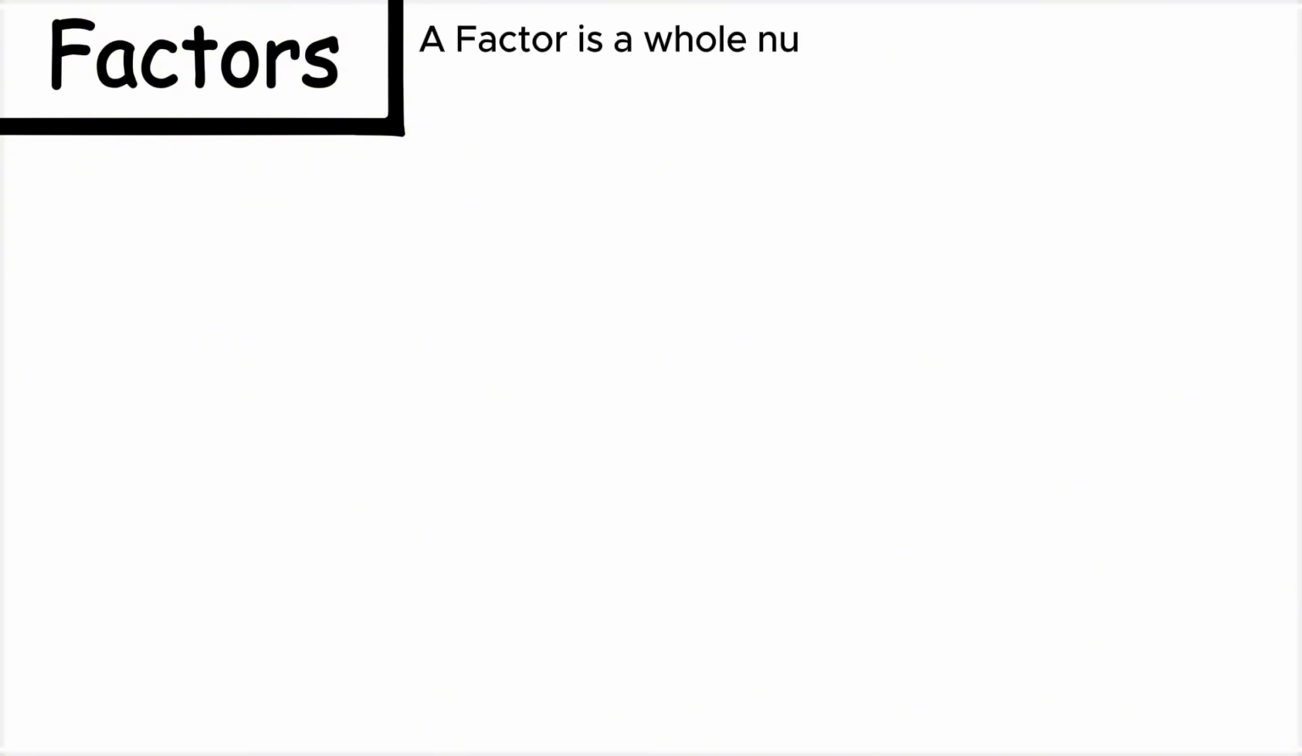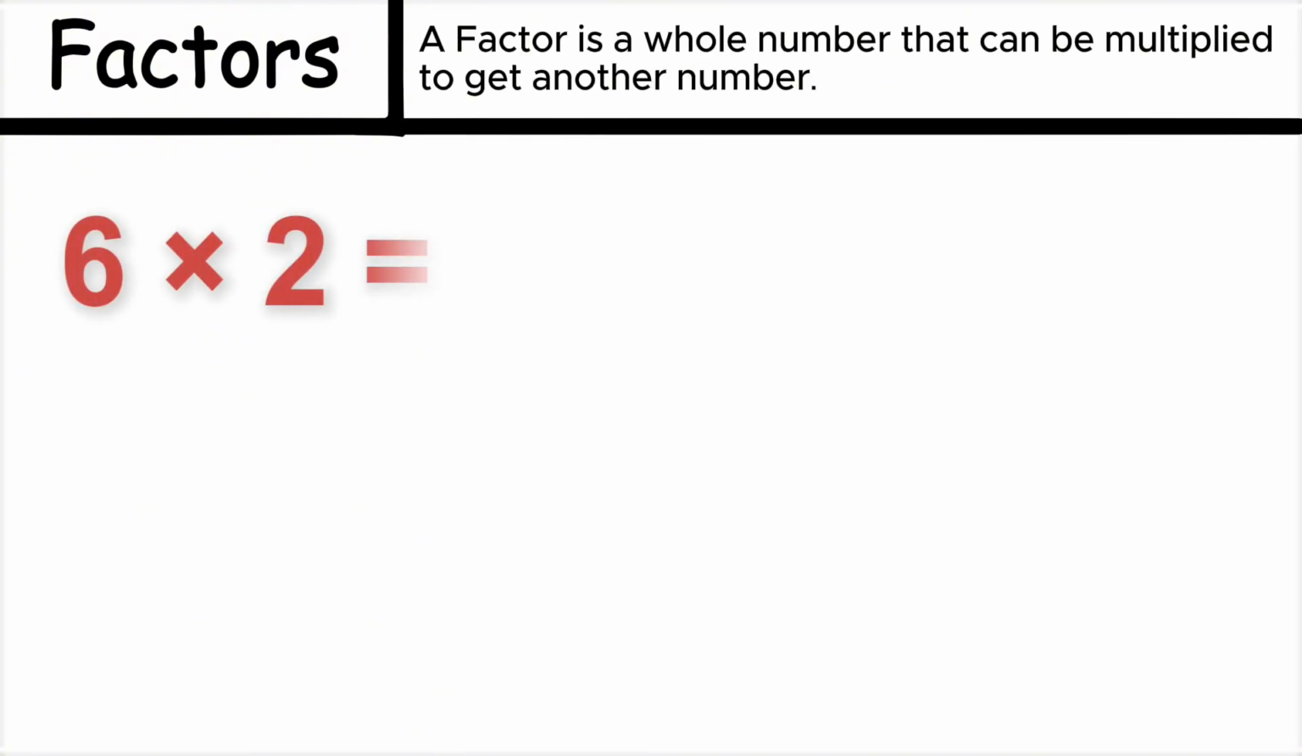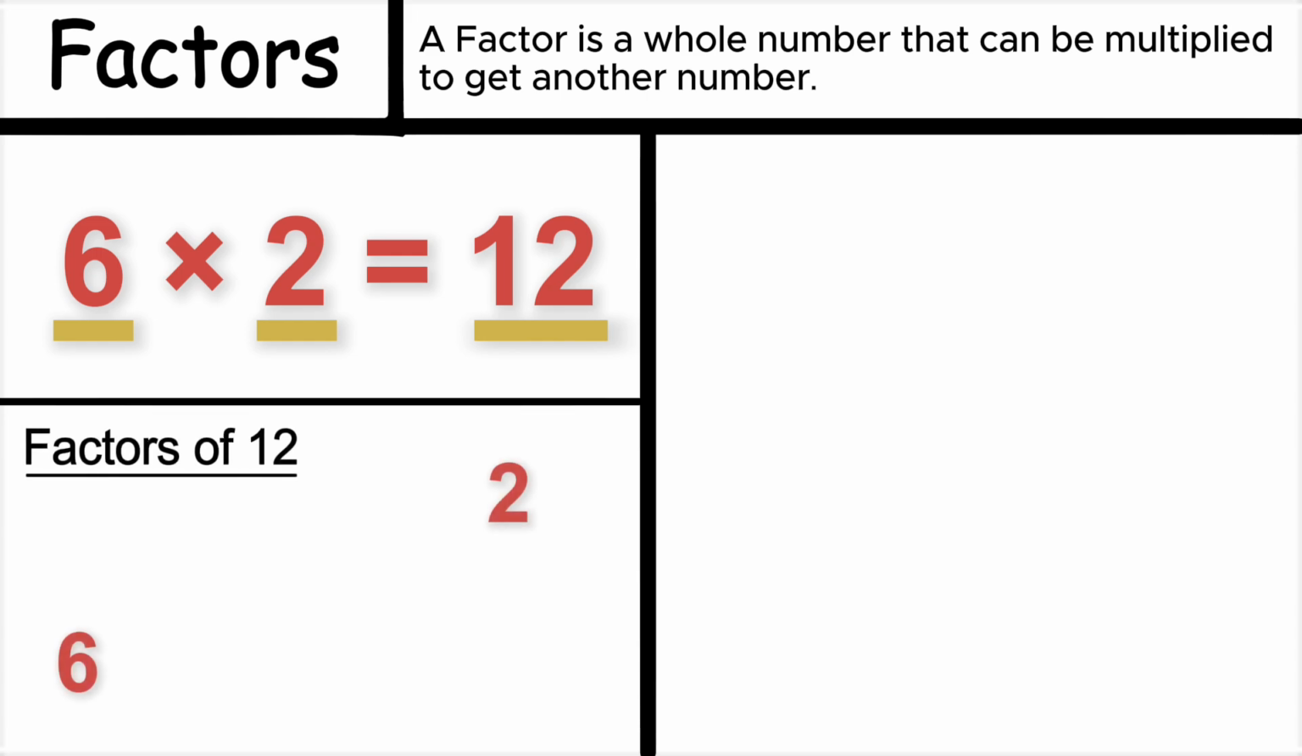A factor is a whole number that can be multiplied to get another number. For example, 6 times 2 is 12, so the numbers 6 and 2 are both factors of 12. The other factors of 12 are 1, 3, 4, and 12, because when you divide 12 by any of these numbers, you get a whole number.